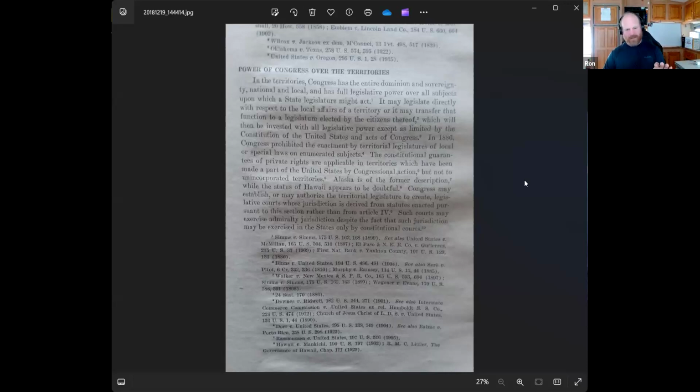And I'm going to read it to you. If you can see the screen, you can see all the case law citations underneath there. This is where I began my 13-year investigation into the matter. Power of Congress over the territories. In the territories, Congress has the entire dominion and sovereignty, national and local, and has full legislative power over all subjects upon which a state legislature might act.